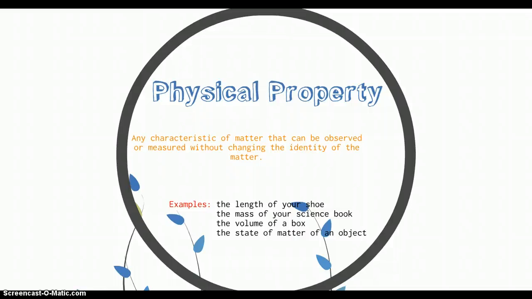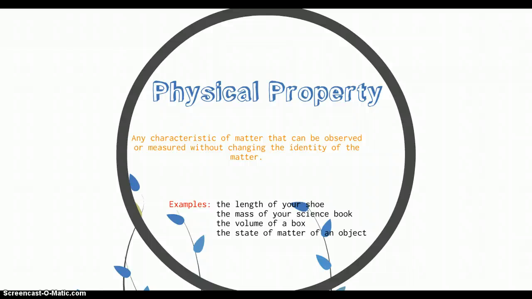Okay, so a physical property is any characteristic of matter that can be observed or measured without changing the identity of the matter. So some examples of that. The length of your shoe. You could find the length of your shoe by using a meter stick. You could put that against your shoe, find the measurement in centimeters, and it'd still be your shoe. It wouldn't be anything different.